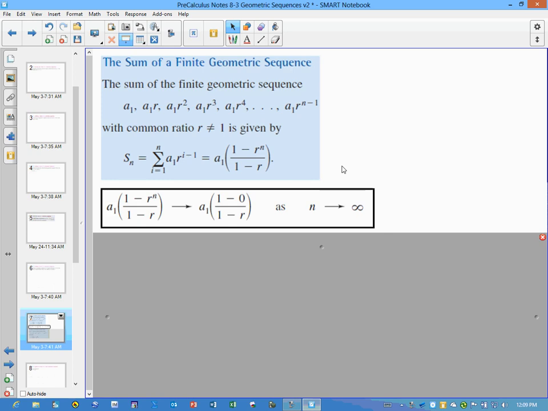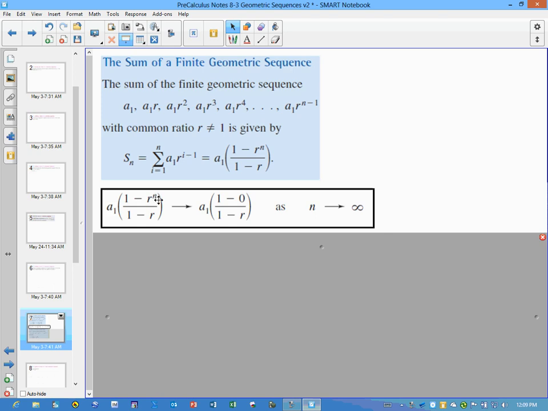we can find a sum of an infinite geometric sequence, because the only way there will be a sum is if the terms are getting smaller, which means your ratio must be between 0 and 1. But as you raise a fraction less than 1 but above 0 to a higher and higher power, that number is going to get smaller and smaller. So this expression approaches this expression, because r to the n approaches 0 as your n approaches infinity.